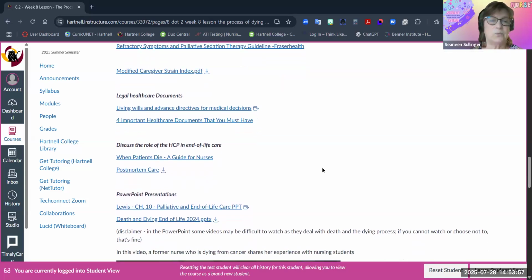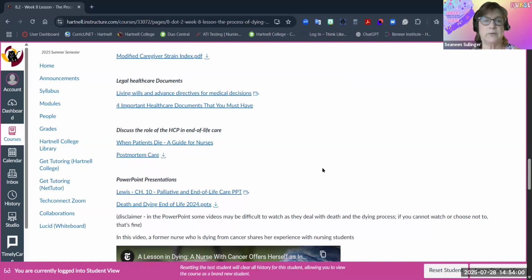And then, when patients die, a guide for nurses: how do we take care of ourselves, right? We're talking about the role of the healthcare provider, regardless of what job you have, right? So nurses, therapists, RCP, respiratory care. When patients die, what do we do? How do we prepare the body? If we had to do resuscitation, for example, we have the family come in and take a look at their loved one. Usually nowadays they're in the room with them when we're performing the resuscitation.